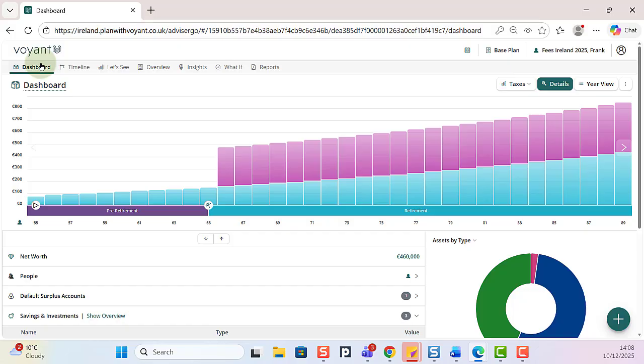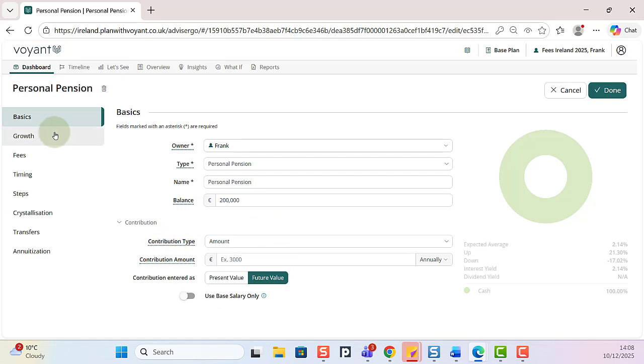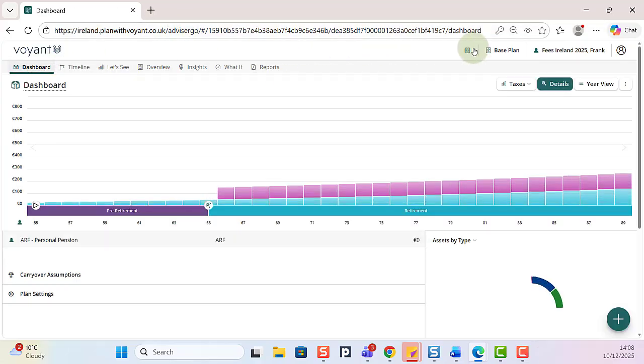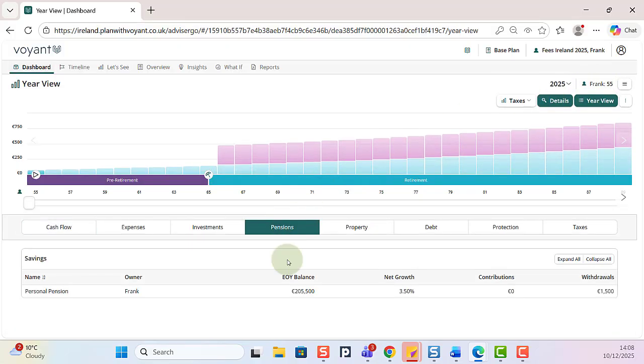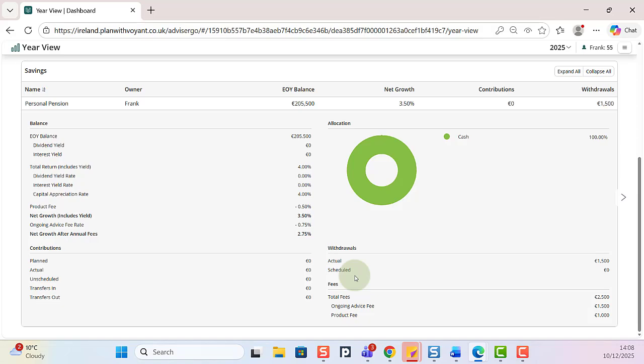This is set up in a very similar way. Go down to the pension, pop the details in, we have the growth rate and we also have the fees, and I've kept them the same just for ease in here. In the case of the pension, this ongoing advice fee is classed as an authorised withdrawal, so it's not using any of the allowances. So if I come back out and then go to year view and then the pension, you'll see the withdrawal and expand, but you won't see that it's using any of the allowances. There's nothing in there to say tax-free cash used or anything like that.